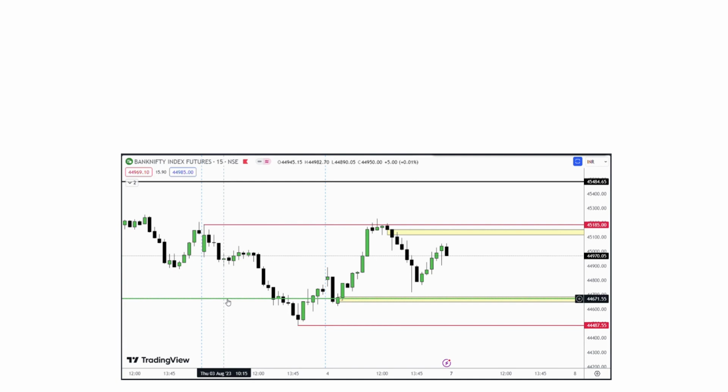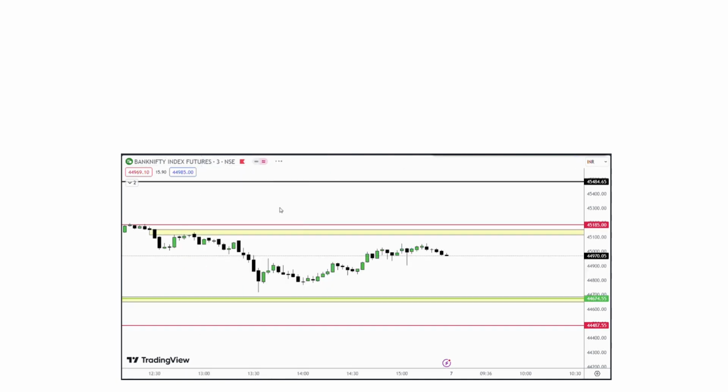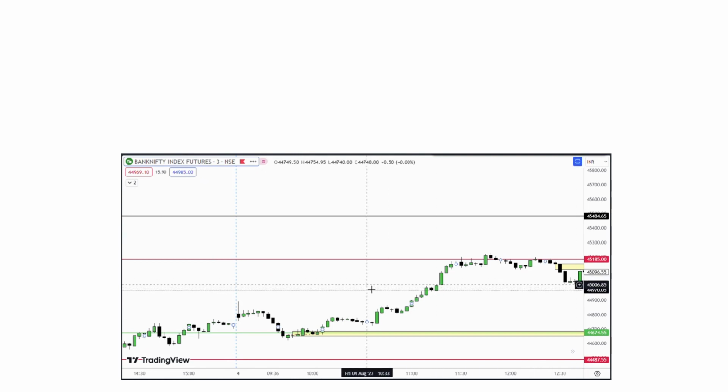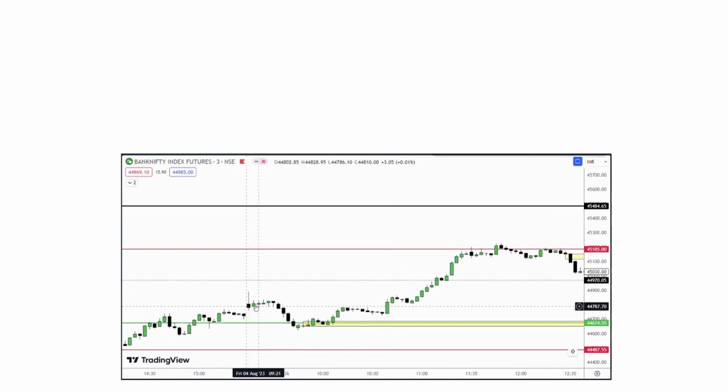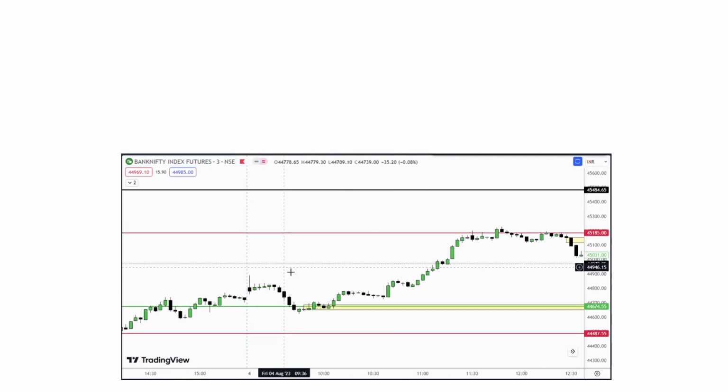All right. So I'm now going to show you how I took a short trade. I'm going to give you an example of a bearish fair value gap. So I'm going to go to the 3-minute chart. As you can see, price opened up over here, touched the previous month's low, and it took a jump from here.